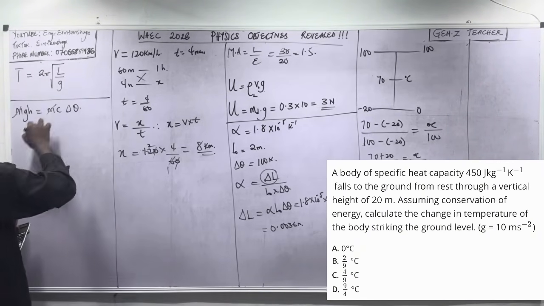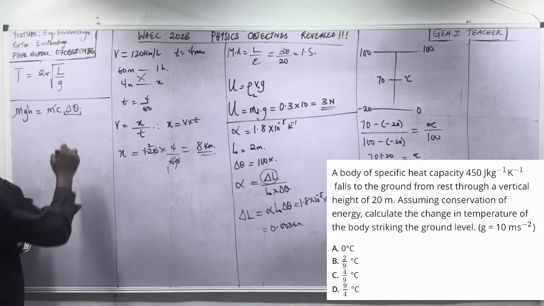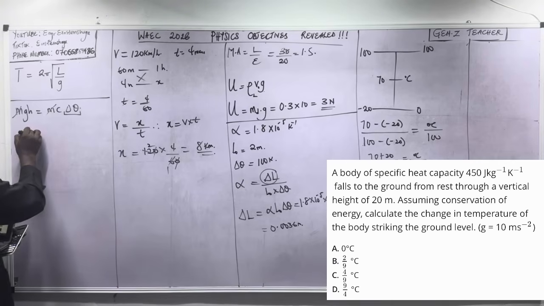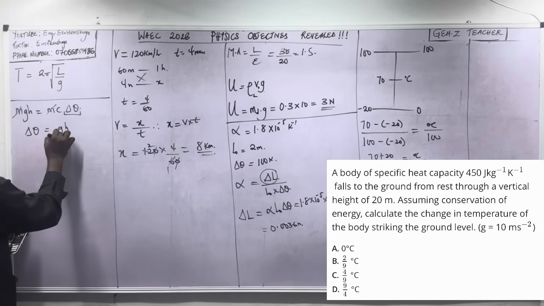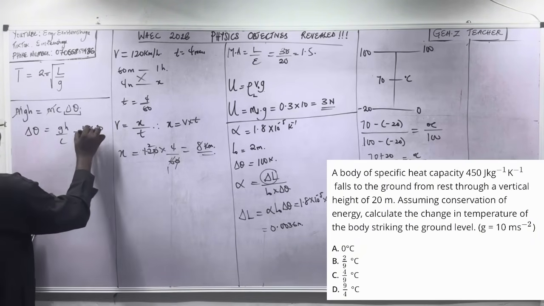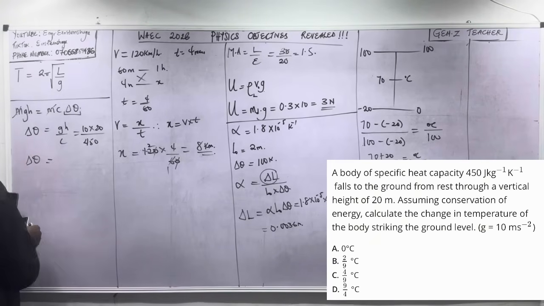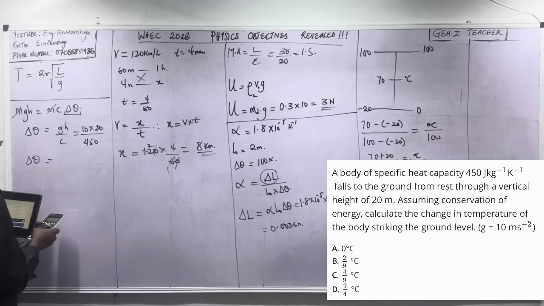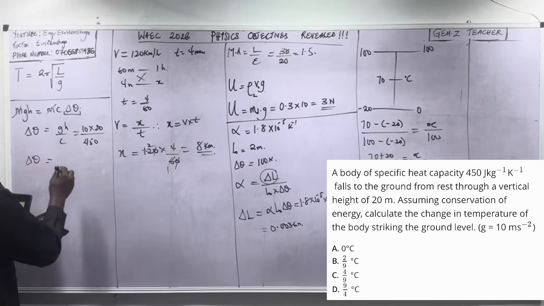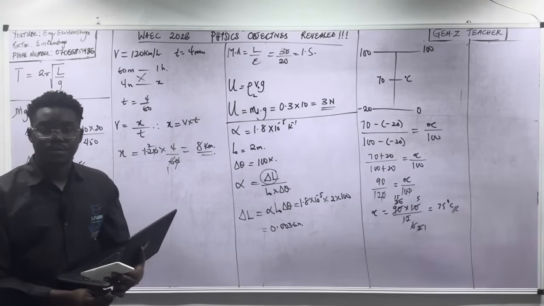So the m's cancel each other out, and we are asked to find the change in temperature. From the board, we can say that change in temperature is gh over c. g is 10, the height was given in the question as 20 meters, and the c for the body was 450. So let's divide the values we have on the board: 200 divided by 450, and that should be 4 over 9. So the answer is 4 over 9 degrees Celsius.